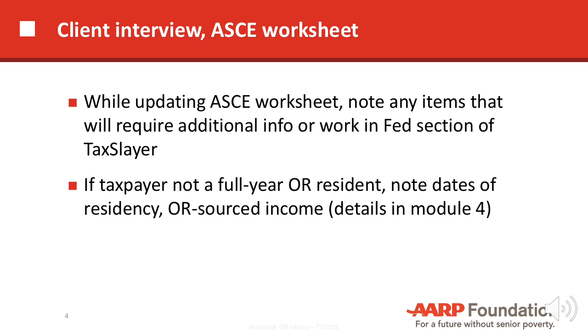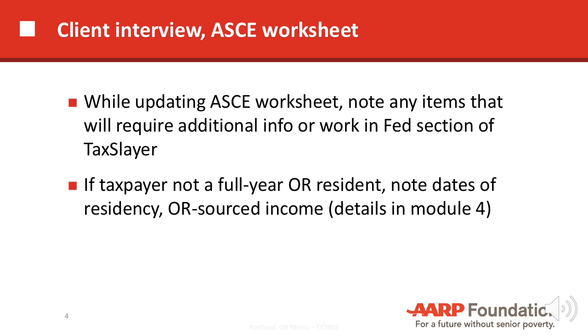Much of what you'll need to complete the Oregon return should flow from the federal return. So take care when you're looking at the Oregon ASCE worksheet for any information that you'll need to prepare in advance on the federal return. For example, if a taxpayer will qualify for the Working Family Household Dependent Care Credit, this information will come from the federal Form 2441. So you'll need to be sure you had that information to complete the Form 2441, even if the taxpayer doesn't intend to take the dependent care credit on the federal return.